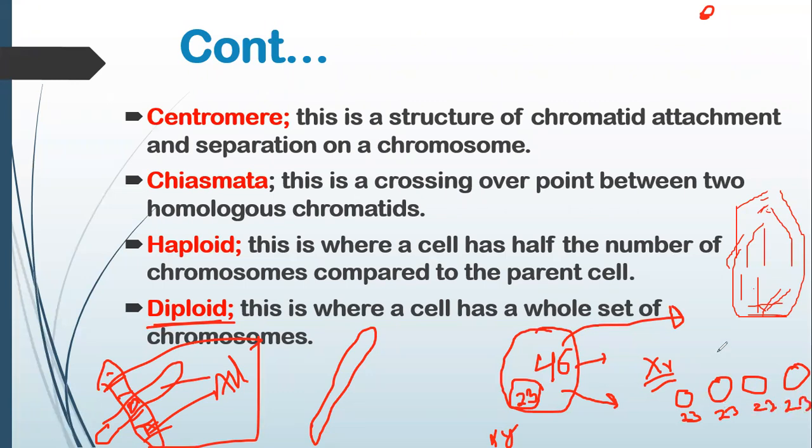Now this state where you have half the normal number is known as haploid. I think hap means half, you get it from that. Then di means complete, I think in this case. But haploid means half. So the cell has half the number of chromosomes of a normal cell.